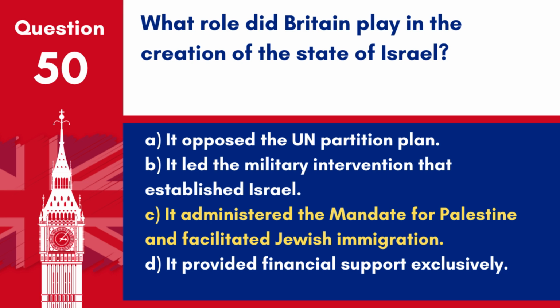Answer: C. It administered the mandate for Palestine and facilitated Jewish immigration. Britain played a crucial role in the creation of the State of Israel through its administration of the Palestine Mandate and its policies that impacted Jewish immigration and settlement.